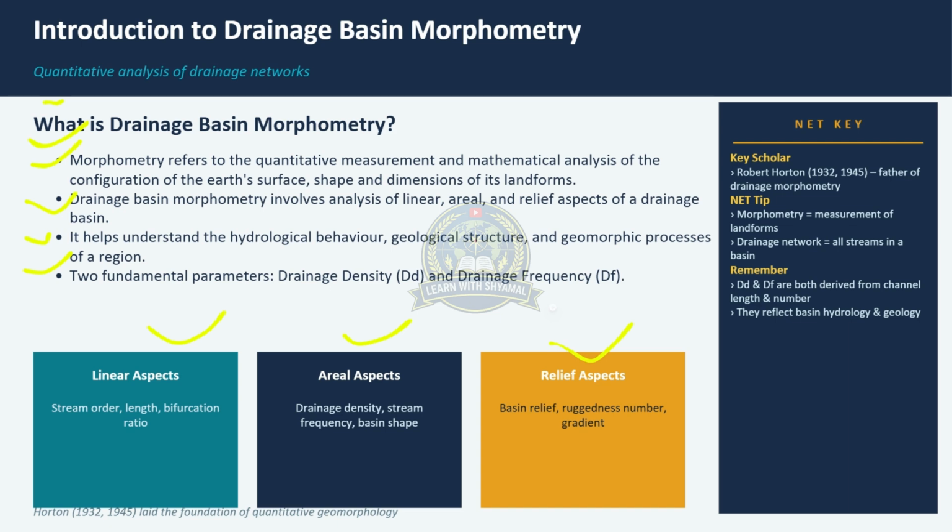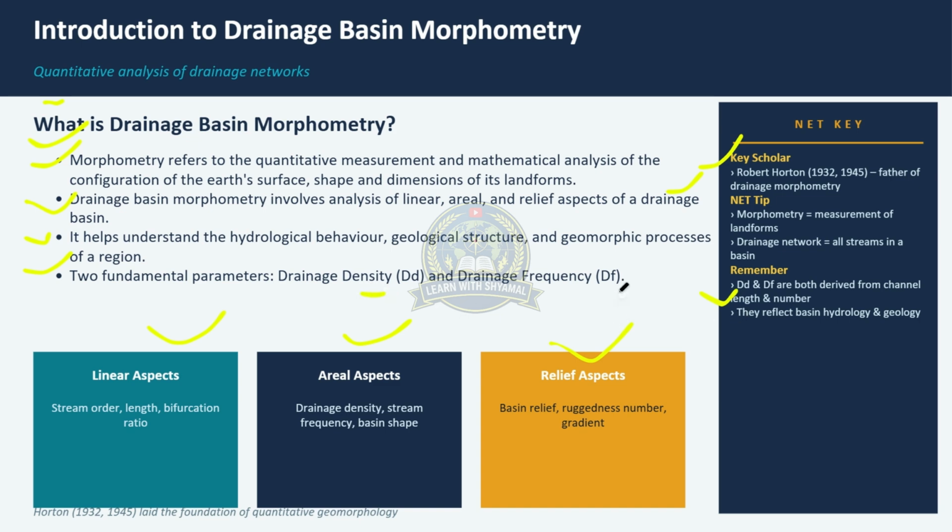Horton, 1932 and 1945, laid the foundation of quantitative geomorphology. Key scholar: Robert Horton, 1932 and 1945. He is the father of drainage morphometry. Note: morphometry is the measurement of landforms, the drainage network, all streams in a basin. Remember, DD and DF are both derived from the channel length and number, and they reflect basin hydrology and geology.